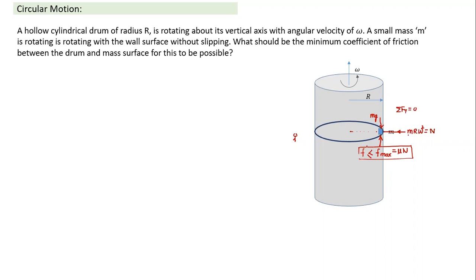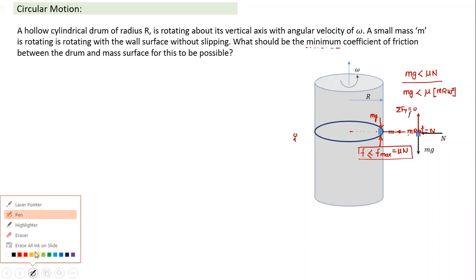So if the object is not slipping downwards, it means the mg value is equal to the friction force, or mg is less than or equal to mu N. Thus the condition for the object not slipping downwards is mg less than or equal to mu times the normal reaction, which is m r omega square. So that much friction must be present. But the moment we talk about minimum coefficient of friction, it always implies the limiting state. Limiting state means friction has already reached its maximum.